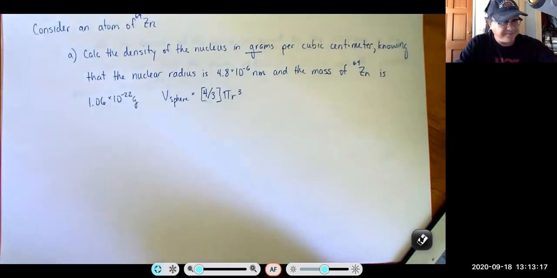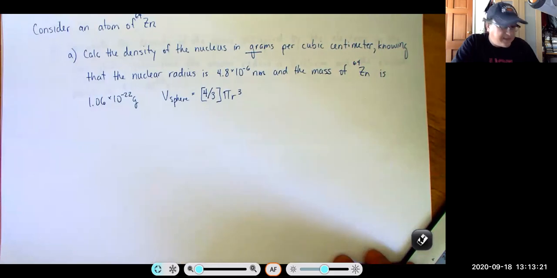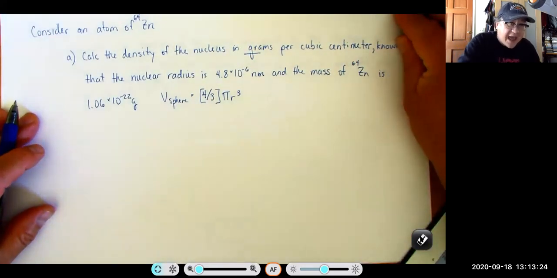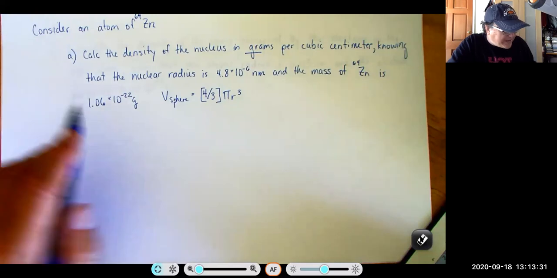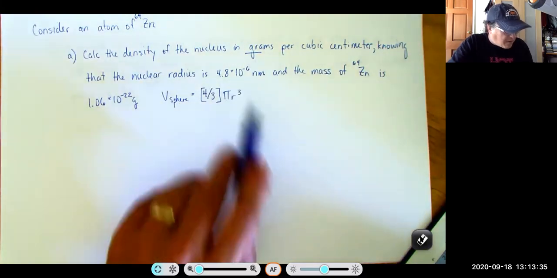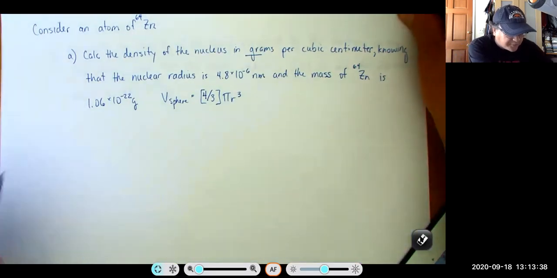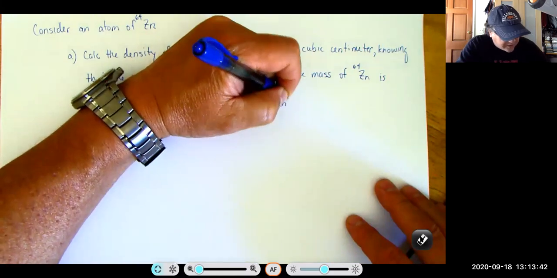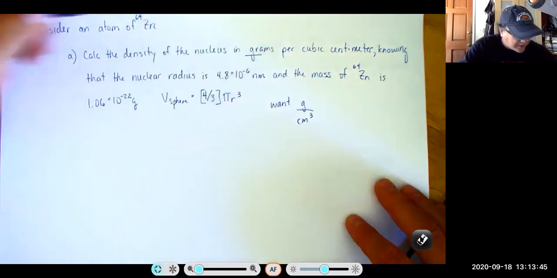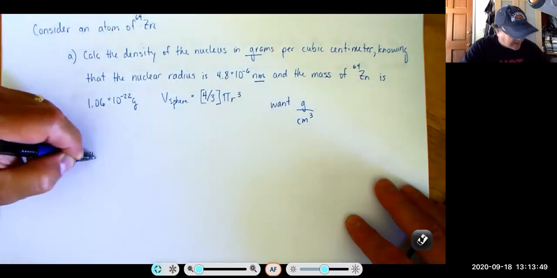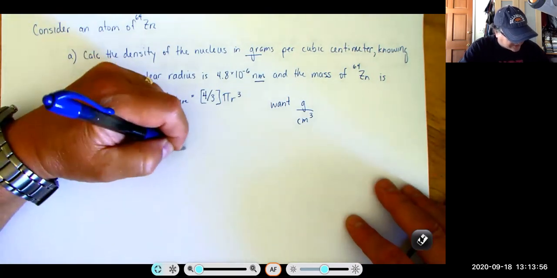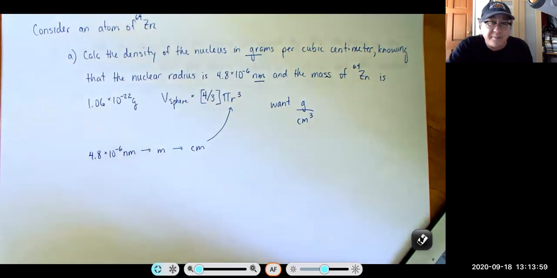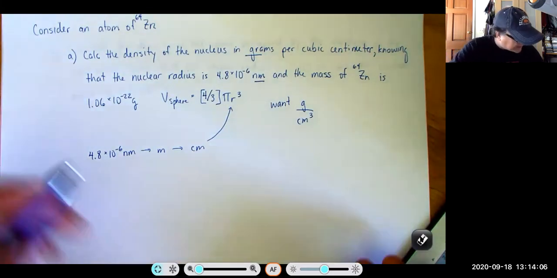Here's another one I think is interesting. Consider the mass of a zinc 64 atom. Calculate the density of the nucleus in grams per cubic centimeter, knowing that the radius is this. Now, how would I do something like this? Well, you want grams per centimeter cubed, but you're given nanometers. I'd probably take my 4.8 times 10 to the minus 6 nanometers, turn that into meters, and then turn that into centimeters, and then put that into this equation, because I will get my centimeters cubed automatically. Does that make any sense, folks? Kind of like do this as a side problem.